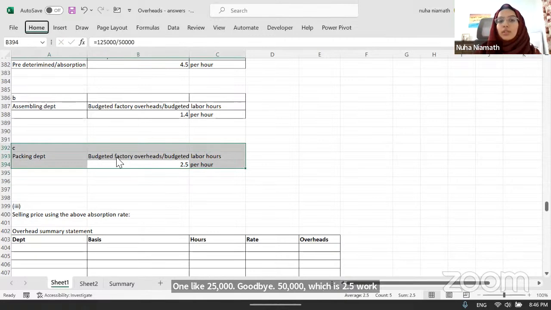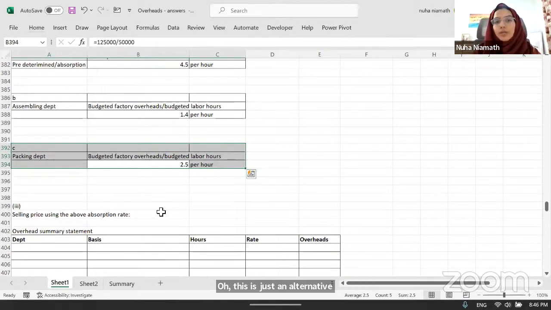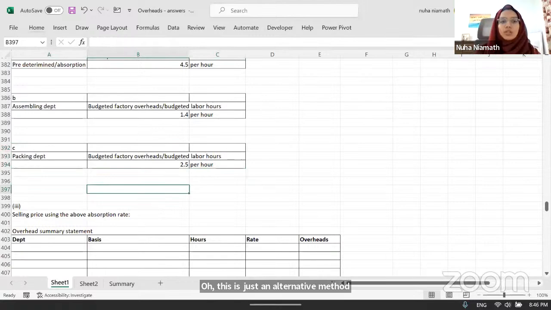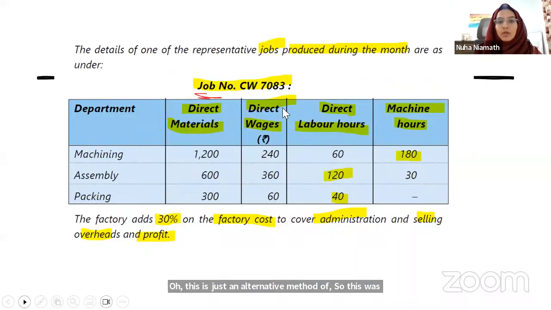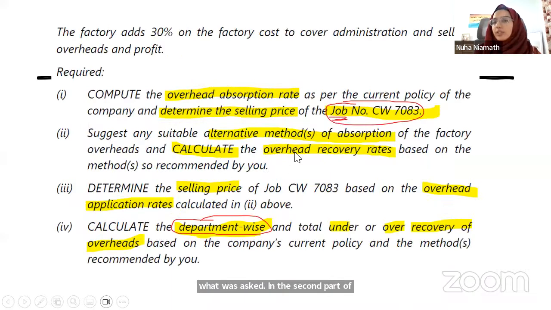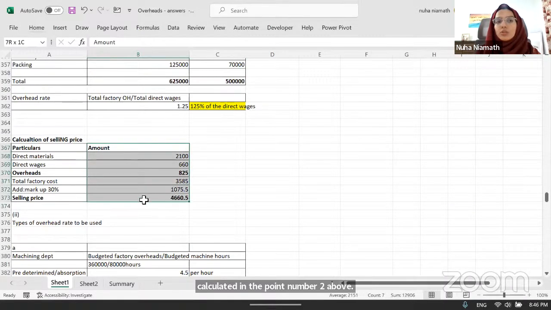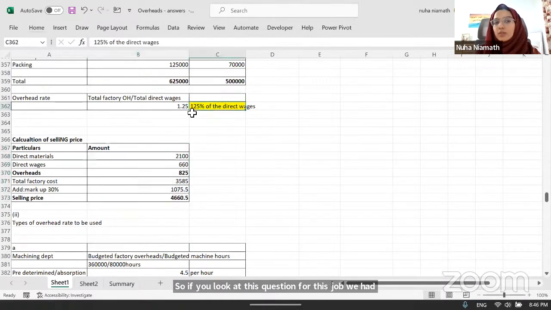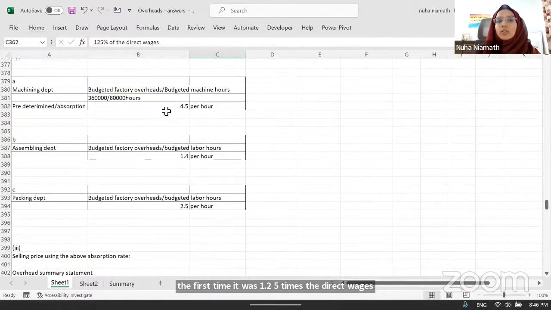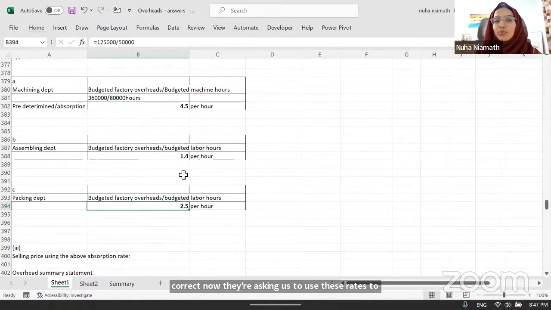So this is just an alternative method of calculating the overhead rates. So this was what was asked in the second part of the question. Alternate method, and we calculated the other overhead rates as well. The third part of the question is to determine the selling price using these overhead rates that we have calculated in point number 2 above. So if you look at this question, for this job, we had used the first type, which was 1.25 times the direct wages, correct? Now they're asking us to use these rates to absorb the overheads and not 1.25.